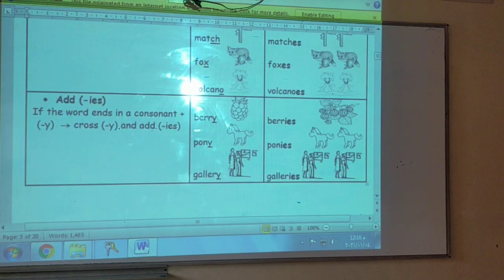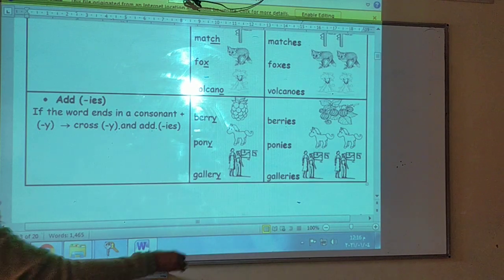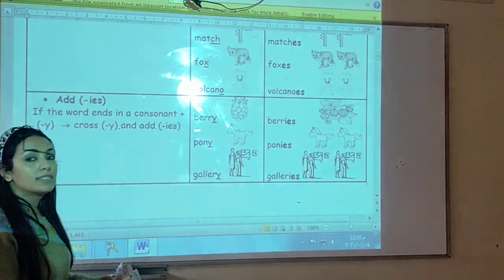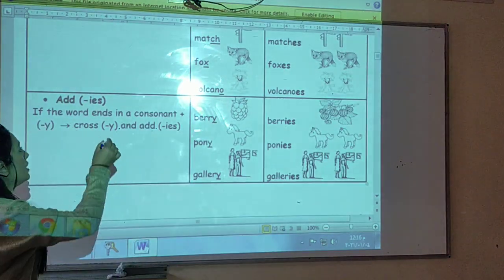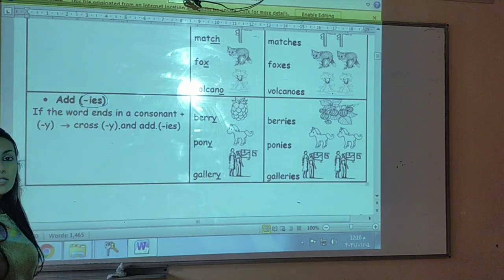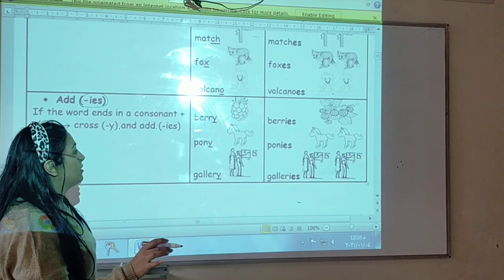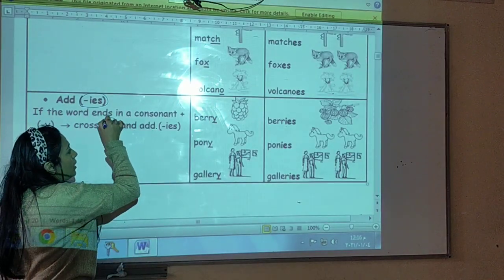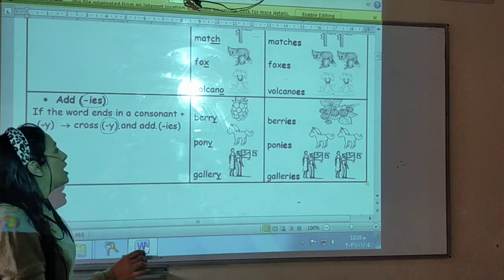This is the second exception case. We are not going to add s. We are going to add ies. When do we add ies? With any word that ends with y, and before the y there is a consonant.